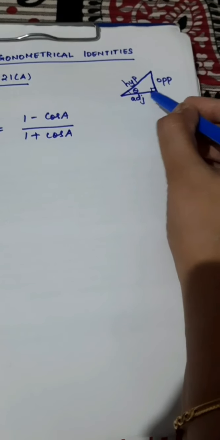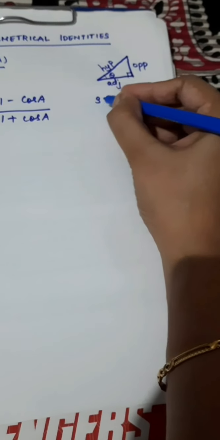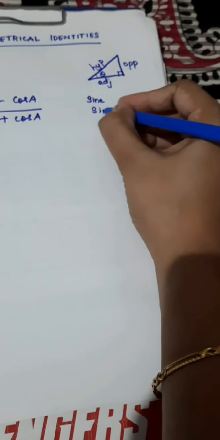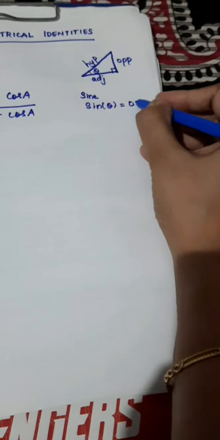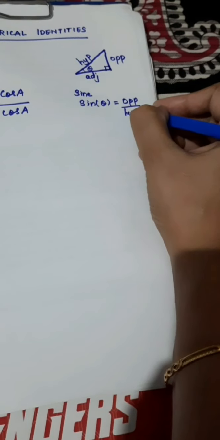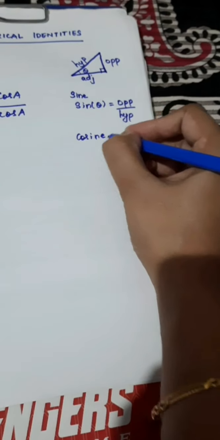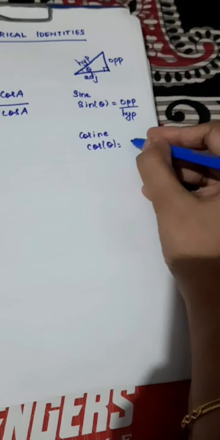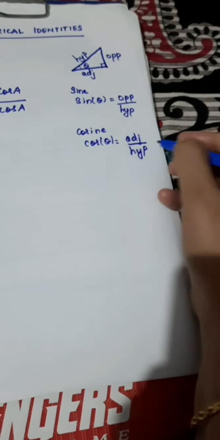So trigonometry is primarily about right angles, the three sides and their relationship. The important ratios here are sine: sin theta is opposite by hypotenuse, where theta is the angle. So we talk about the relationship between the sides of the triangle and their angles. Next ratio is cosine, that is cos theta is adjacent by hypotenuse, sine is opposite by hypotenuse.